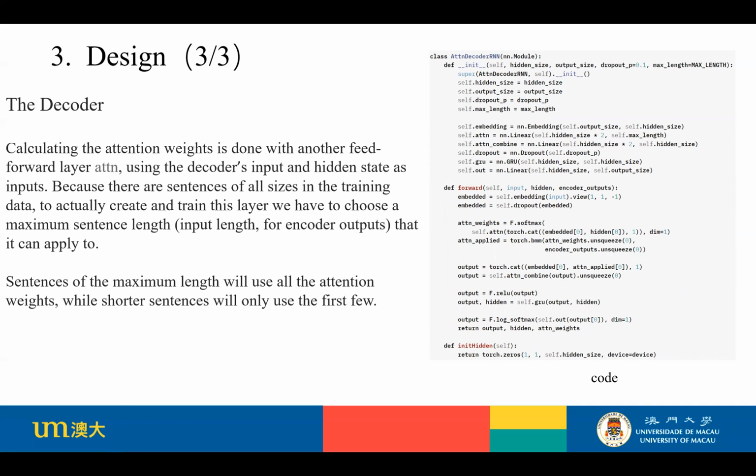Because there are sentences of all sizes in the training data, to actually create and train this layer, we have to choose a maximum sentence length that it can apply to. Sentences of the maximum length will use all the attention weights, while shorter sentences will only use the first few.